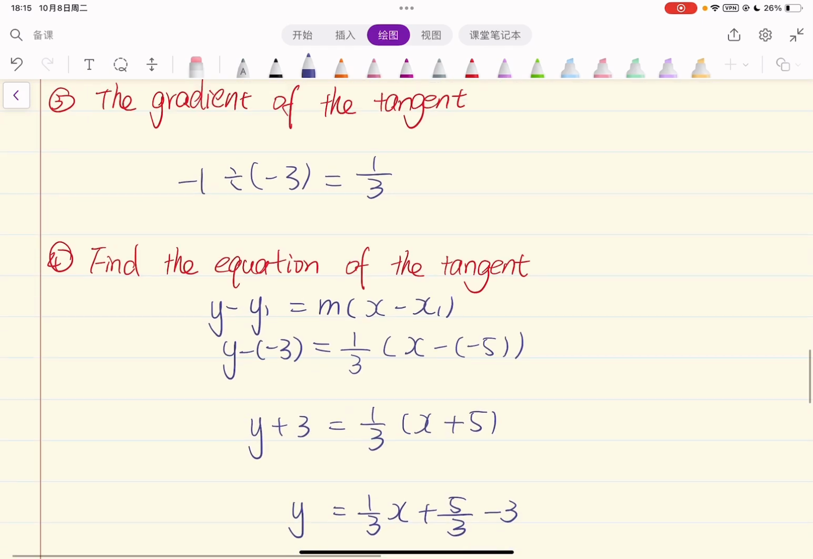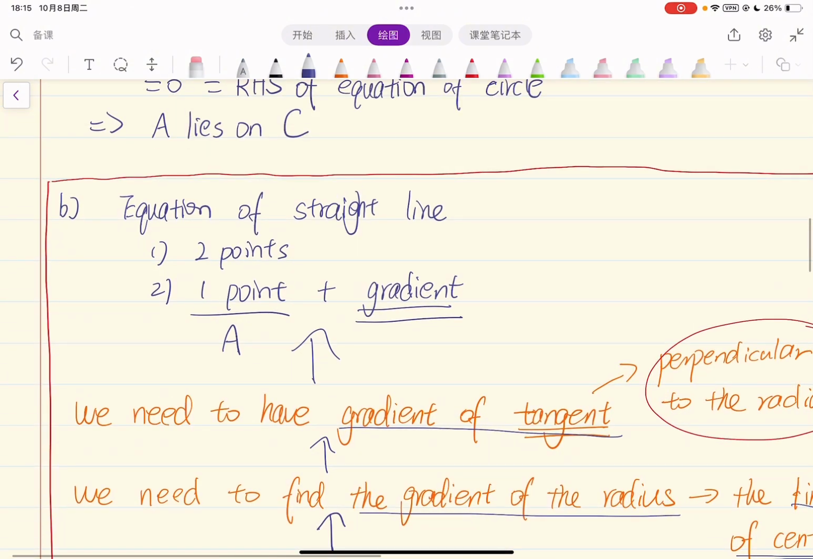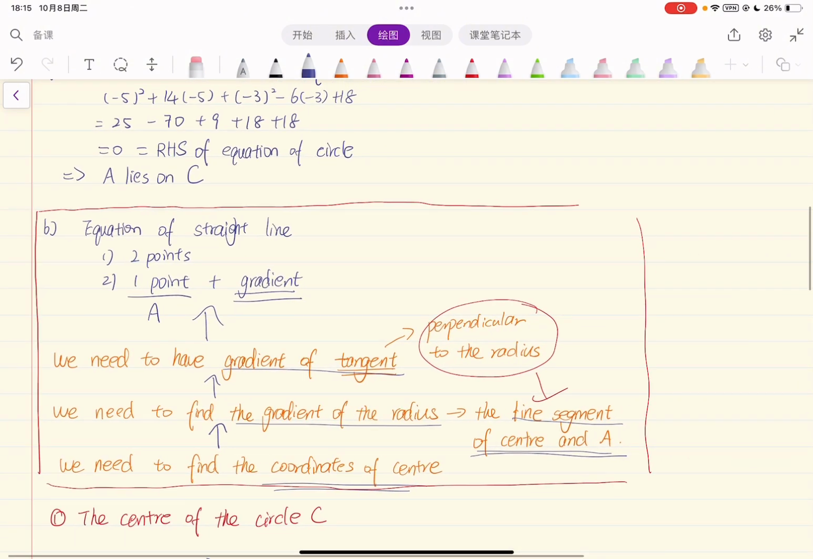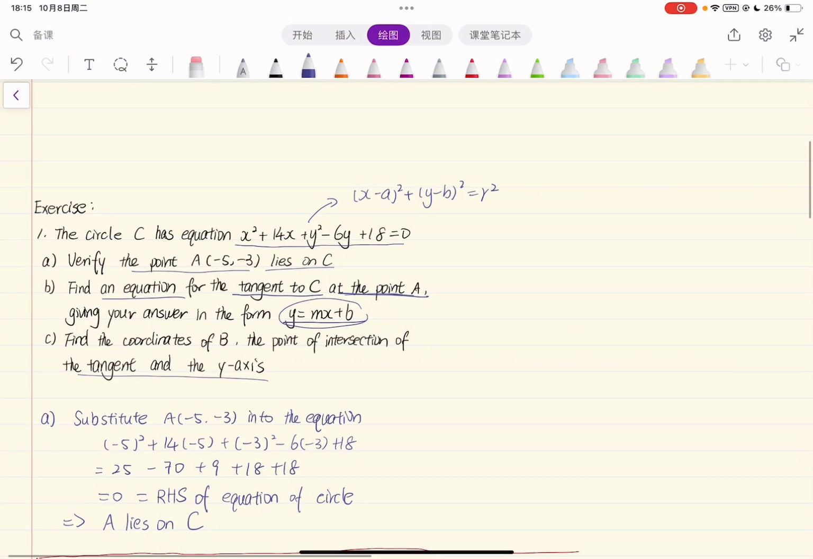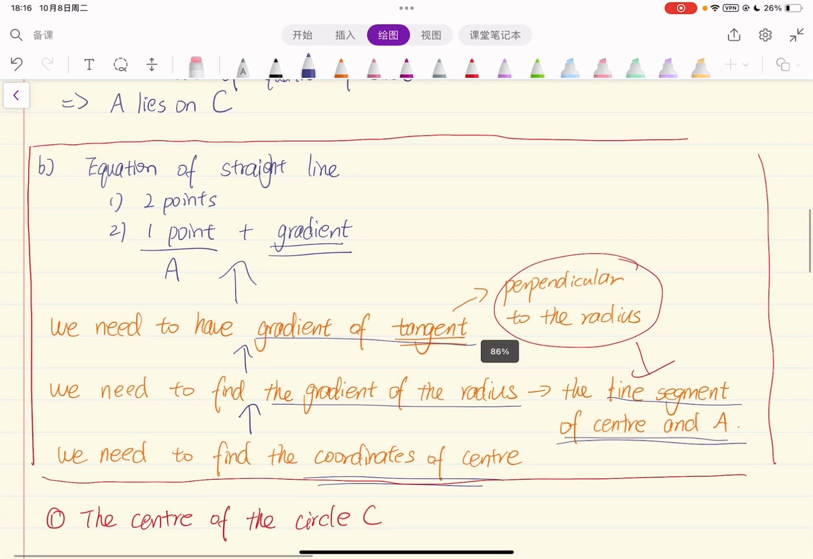To do the question about the circle and the tangent, you can have a sketch if you think it's more useful and clear. Or maybe you can write down the whole process you need to do. And then you can solve the question step by step.